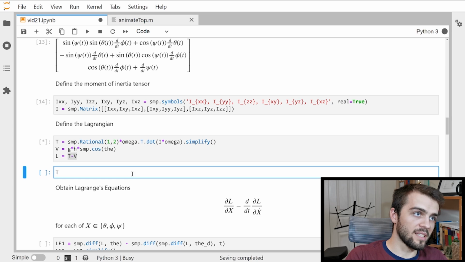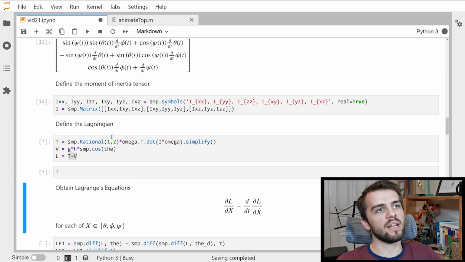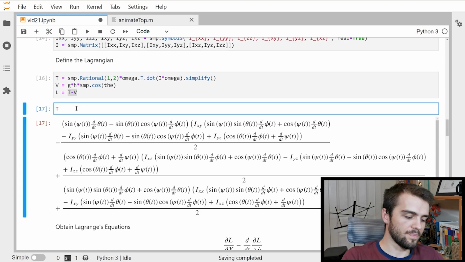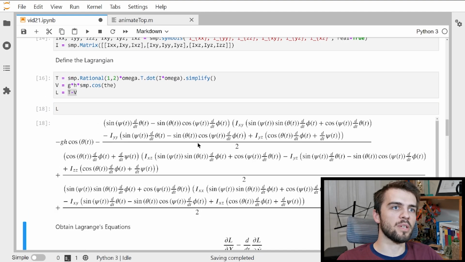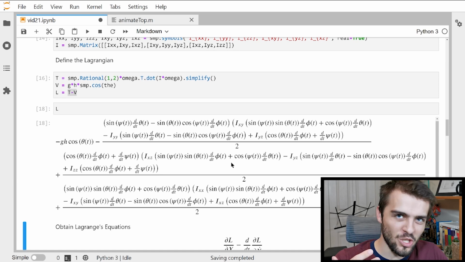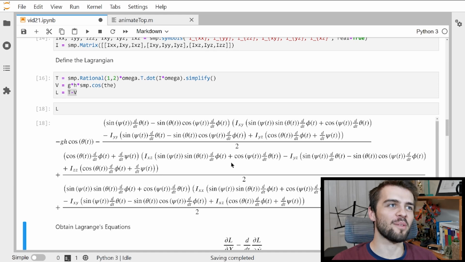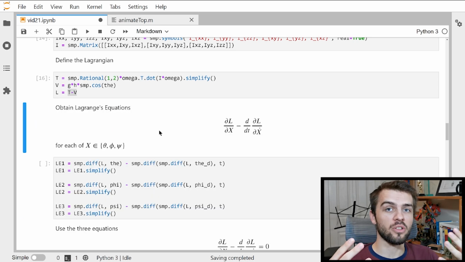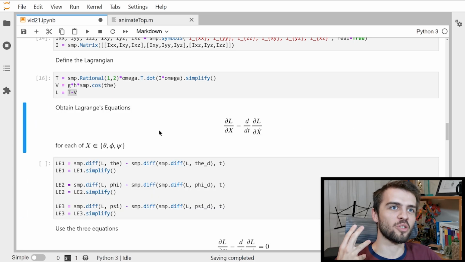So for example, if I look at T, it looks simple when you write it in this form, but it's actually quite a long expression for the kinetic energy. And my Lagrangian turns out to be quite a long expression here. This is why I'm saying that it's probably not something that you want to do by hand. And of course, that's your Lagrangian and it's long, and now you have to find Lagrange's equations for 3 different variables.